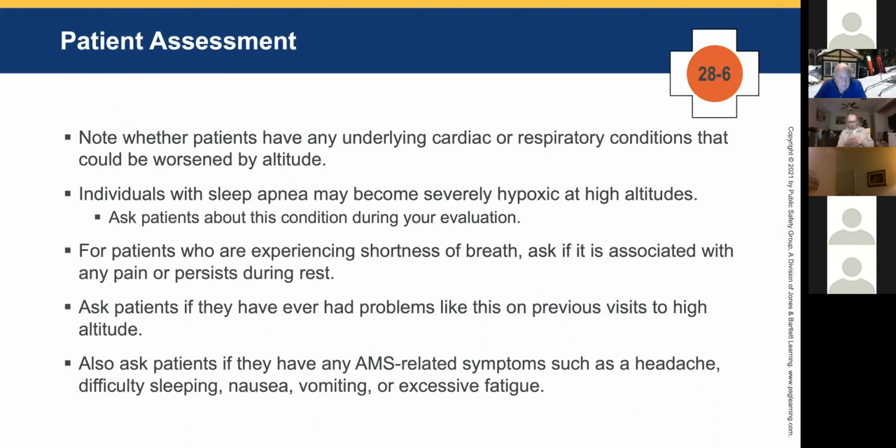Patients who are experiencing shortness of breath, ask them if it's associated with any pain or persists during rest. Ask the patient if they've ever had problems like this on previous visits to high altitude. Also ask patients if they have any AMS-related symptoms, such as headache, difficulty sleeping, nausea, vomiting, or excessive fatigue.